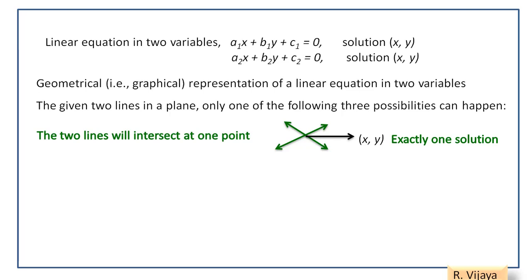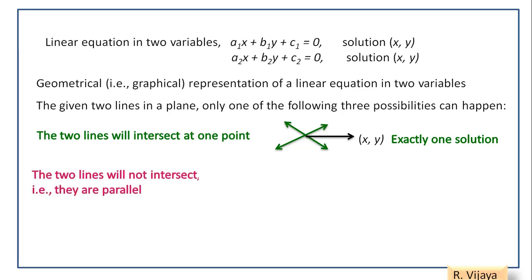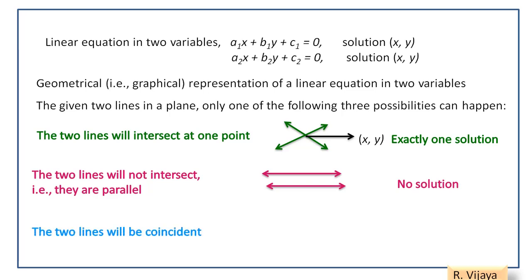The two lines will not intersect, they are parallel. This is the second case. The graphical representation will be shown like this, so it does not have a solution. This is the algebraic interpretation. If the two lines are coincident, this is the third possibility, and the graphical representation will be shown like this. Its algebraic interpretation is it has infinitely many solutions.